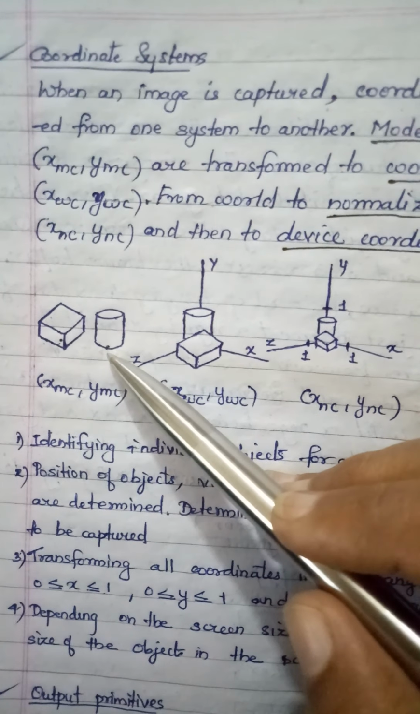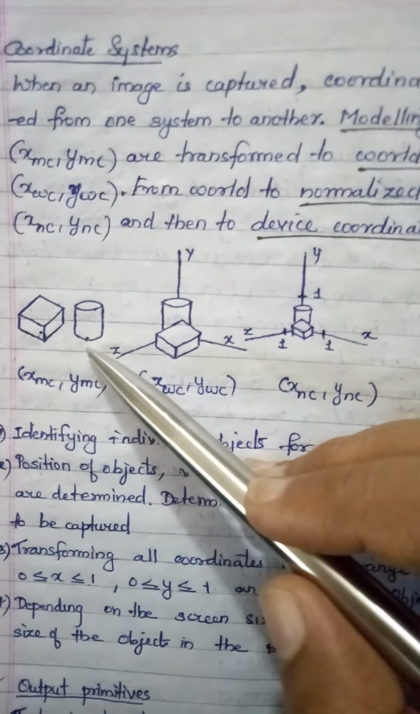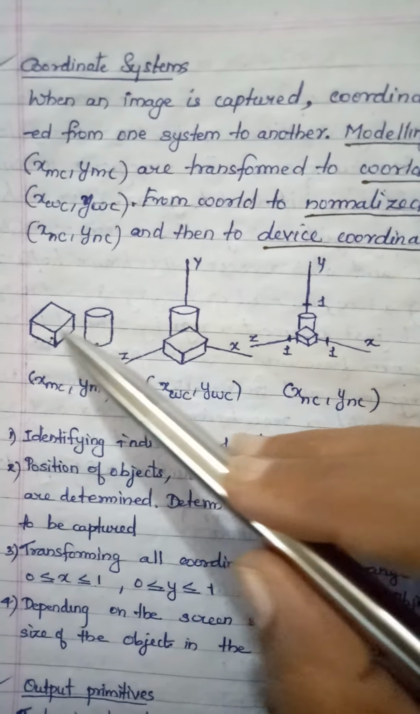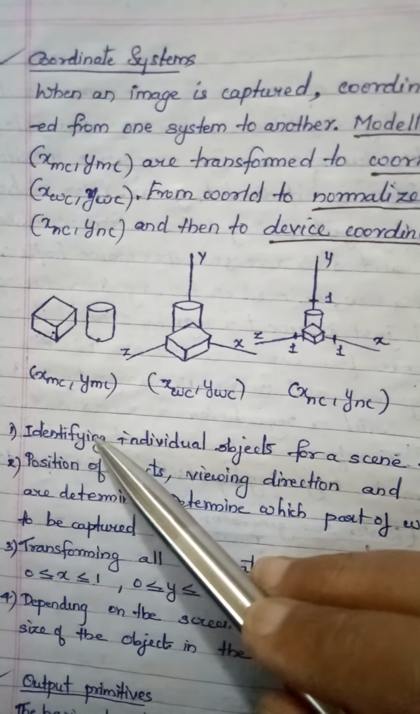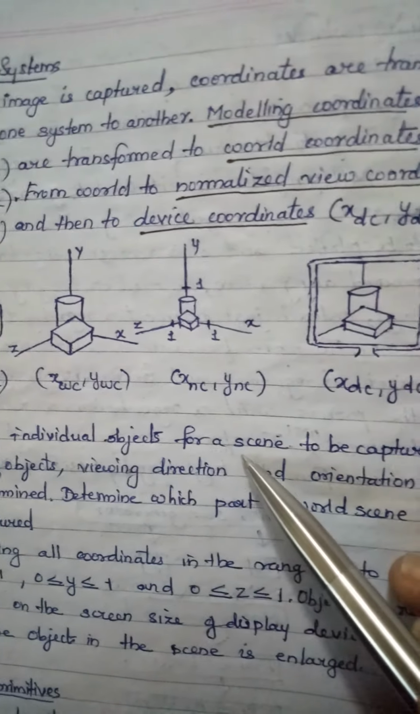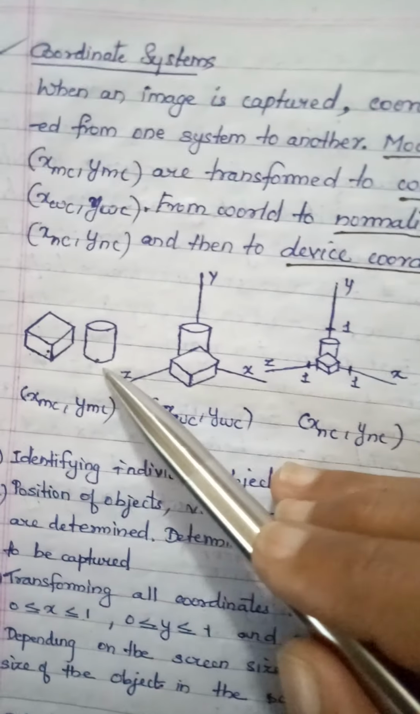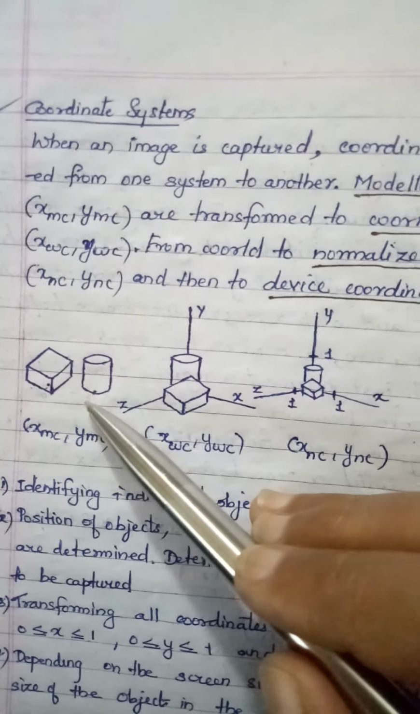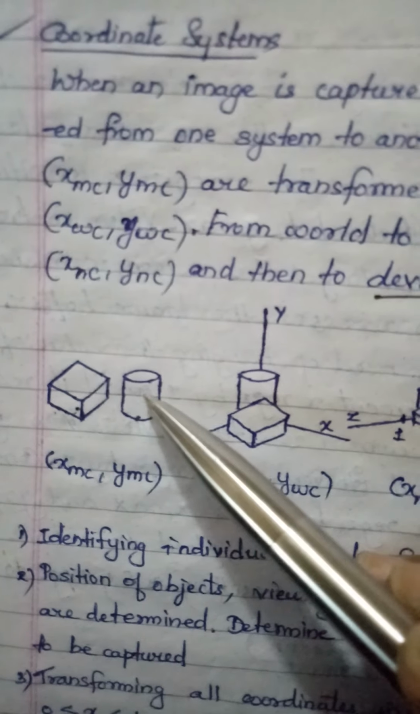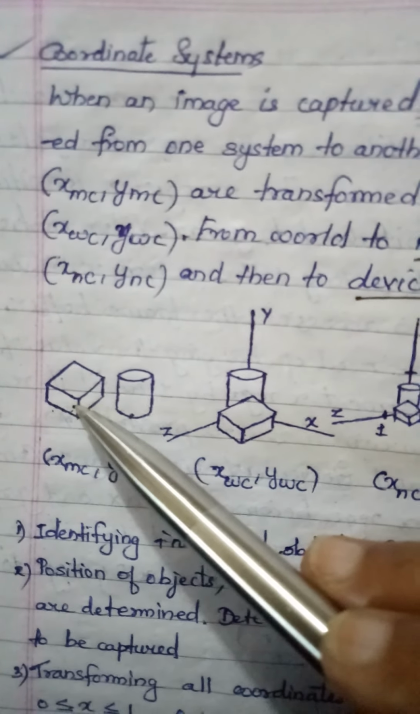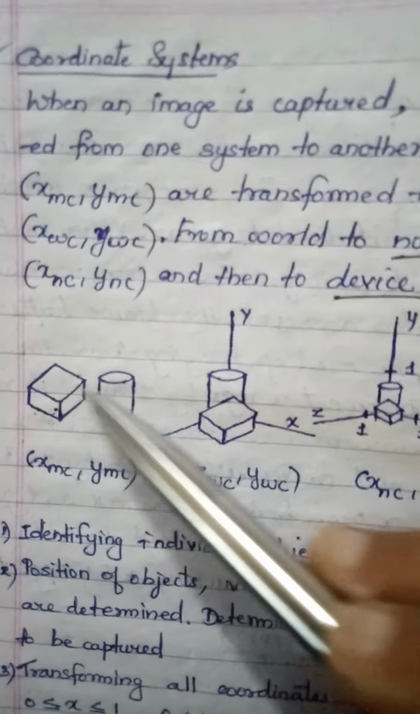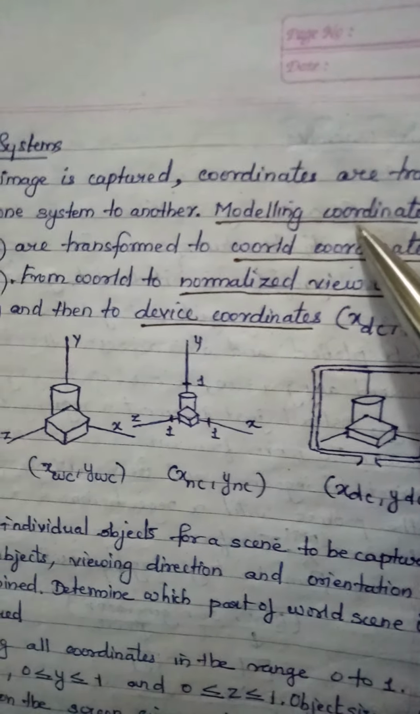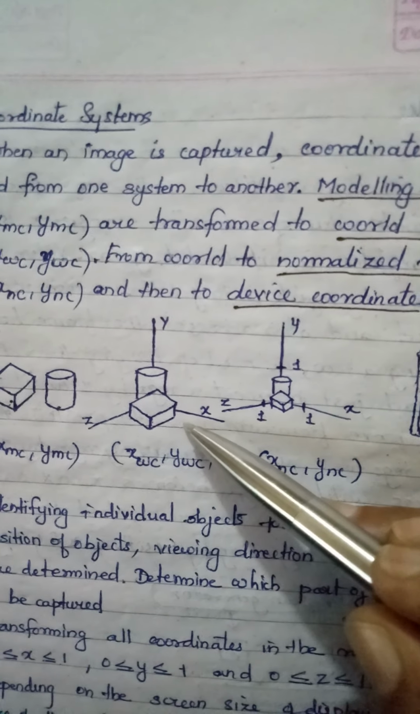Suppose we wish to take a photograph. To capture an image, we have to identify all those objects that are to be included in a scene. So, identifying objects for a scene to be captured. I have already decided to capture an image, so I have to decide what objects I am going to capture. Here I have selected 2 objects. One is a cylindrical object and another is a cubical object. So I am going to take a photograph of both these objects. The process of identifying objects is included in modeling coordinates. Clear? Now comes the world coordinates.